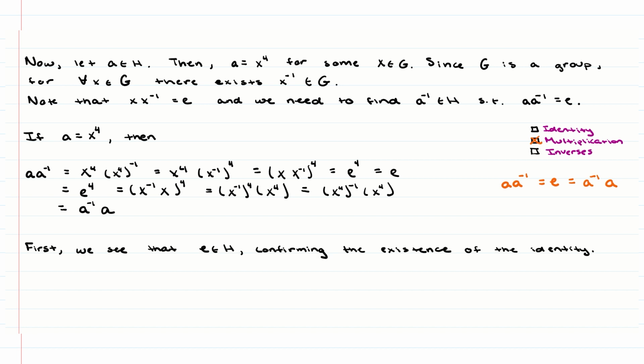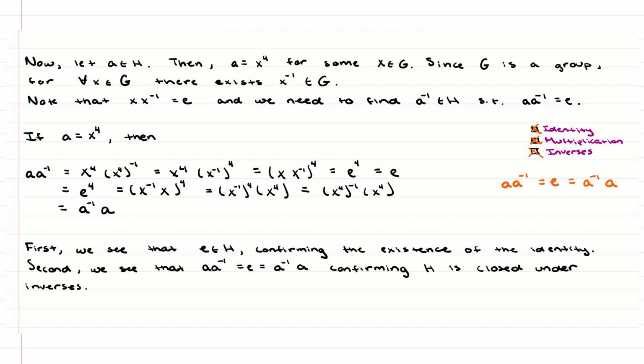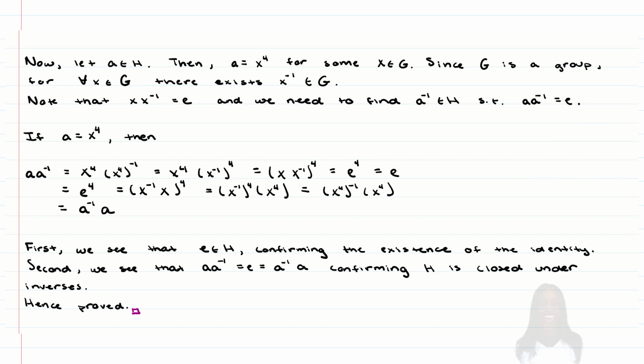First, we see that the identity is indeed in H, so we've confirmed the existence of the identity. So we'll cross this off our list. Then we see that A times the inverse of A equals the identity, which equals the inverse of A times A, confirming H is indeed closed under inverses. So at this point, we've proved all 3 of our conditions, and I'll get rid of this stuff here as it's not a part of our formal proof. And there you have it. We've proven that the subset H is indeed a subgroup of G.